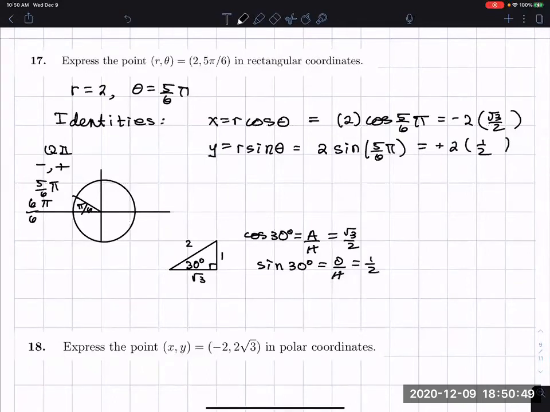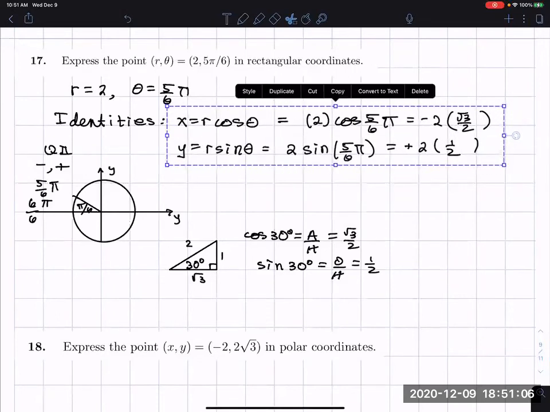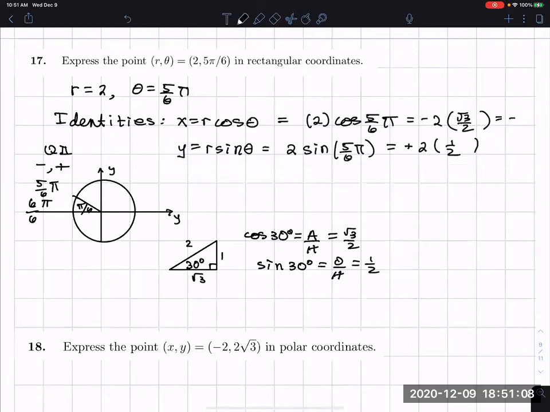And you can see that that makes sense on this picture I've drawn of the unit circle, that the y coordinate, which is 1/2, is less in magnitude than the x coordinate, which is negative rad 3 over 2. So fortunately, I need to move this over to get the answer. Write this down. It's negative rad 3, 1.